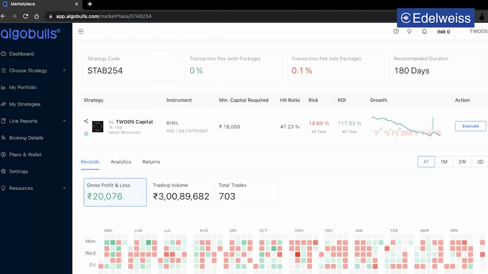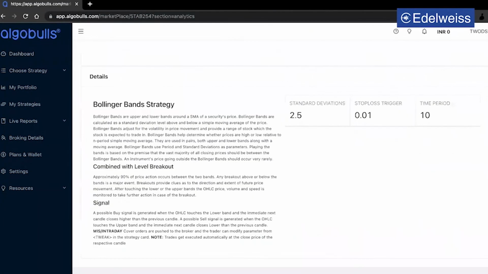And the growth, you can see it has been a bit constricted due to the markets being in a tougher zone as of now. So what are the overall profits and loss? The strategy has made over 20,000 rupees in the past quarter, while the trading volumes are close to 3 crore rupees, while the total trades taken place are around 700.